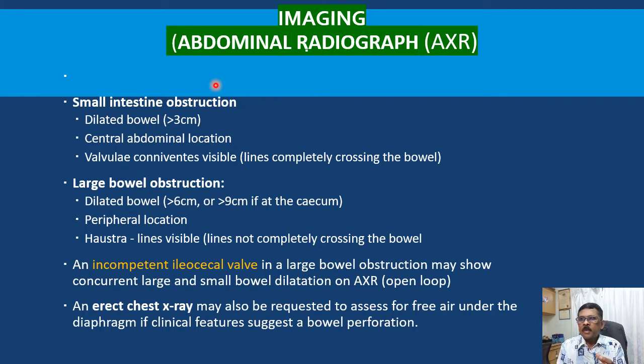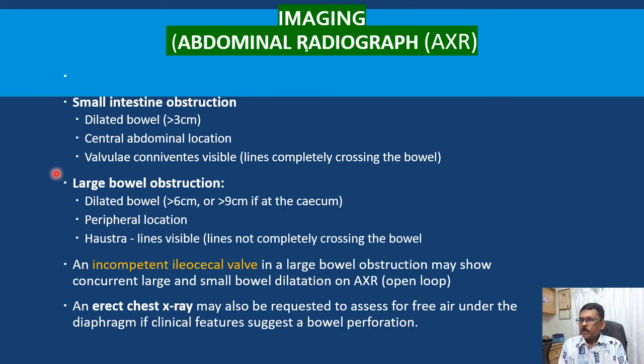The diameter of the small bowel more than 3 centimeters is considered dilated, and these dilated bowels are located in the center of the abdominal cavity, and you may be able to see valvulae conniventes, which are transverse bands that cross the whole length of the small intestine, which are due to mucosal folds.